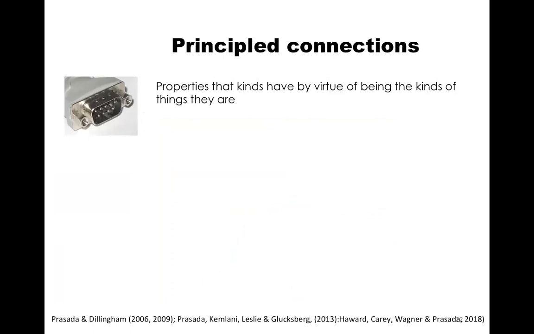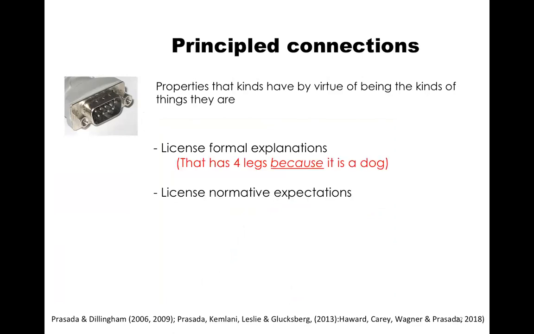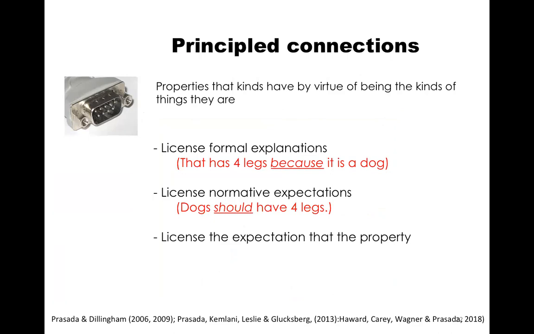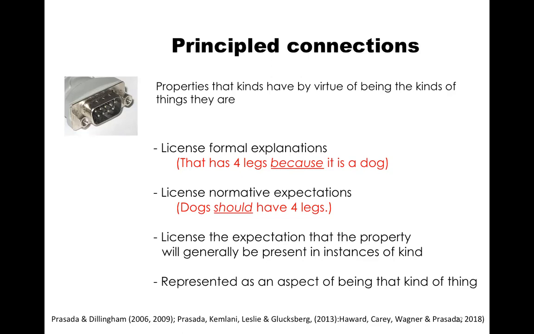And just as a reminder, these are properties that the kind is understood as having by virtue of being the kind of thing they are, and they license formal explanations, license normative expectations. They license the expectation that properties will generally be present in instances of the kind and are represented as an aspect of being that kind of thing. These are characteristics of principal connections, but not causal or statistical connections, except, of course, the expectation that they'll be generally present in instances of kind is true of statistical connections.